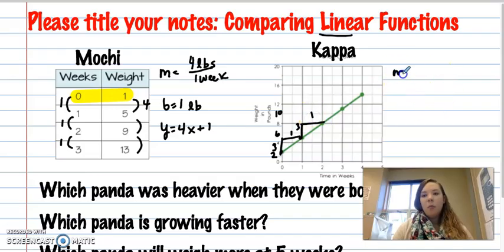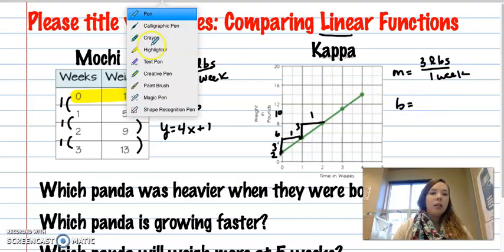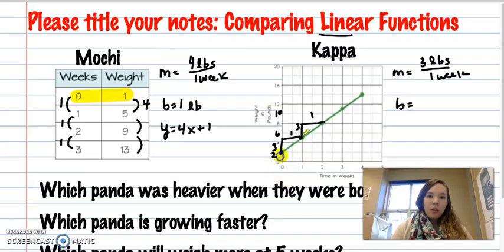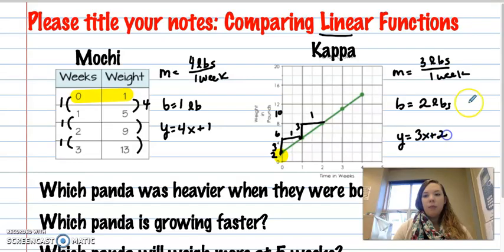Okay, so my slope is 3 pounds every 1 week. And then my intercept is wherever we start. So in this case, we are starting at 2. So Kappa was born at 2 pounds. My equation would be y equals 3x plus 2.